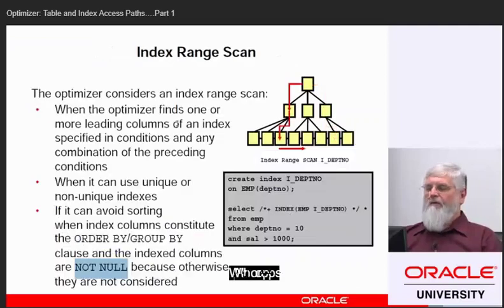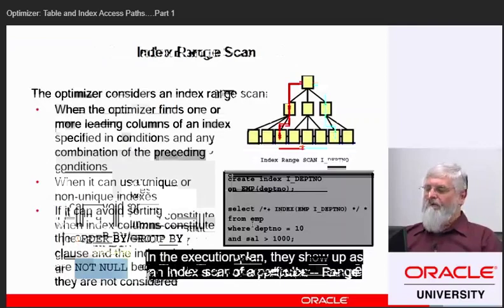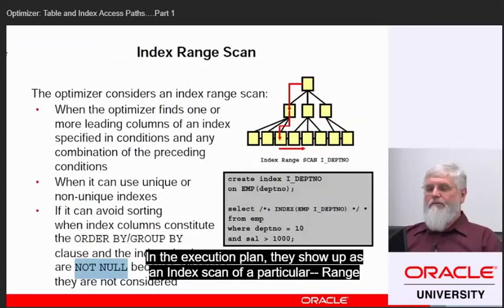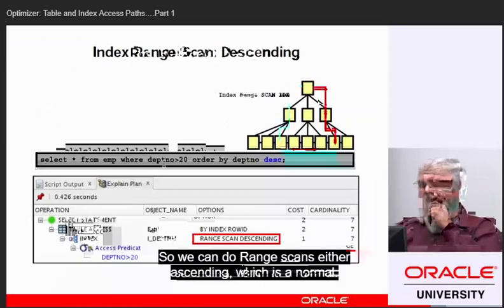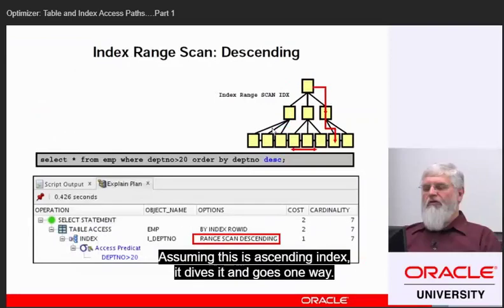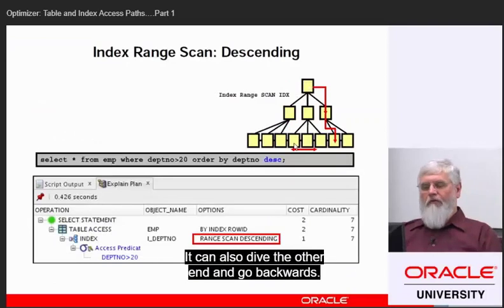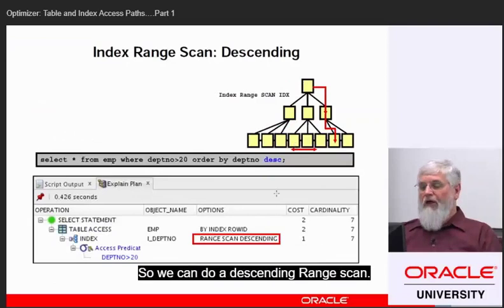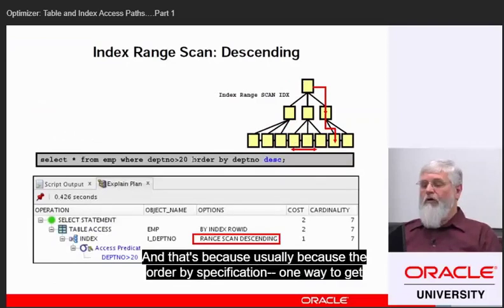In the execution plan, they show up as an index range scan of a particular index. So we can do range scans either ascending, which is normal, assuming this is an ascending index, it dives in and goes one way. It can also dive in at the other end and go backwards. So it can do a descending range scan, and that's usually because of the order by specification. We described that we wanted it ordered by department, but backwards. Because they're double linked lists, we can dive in at one end and walk backwards to get the range.